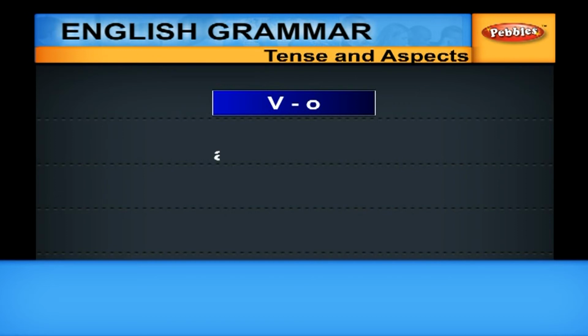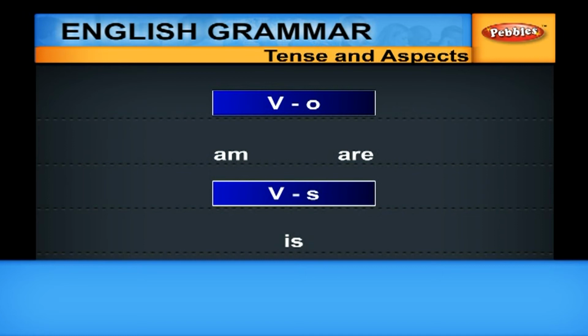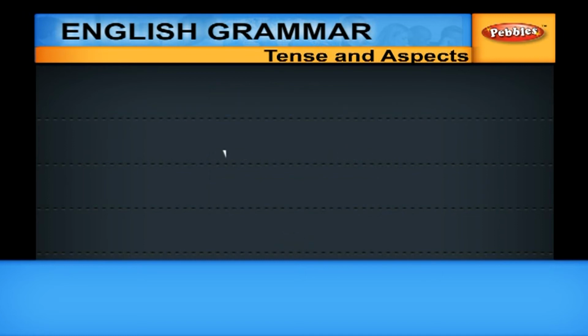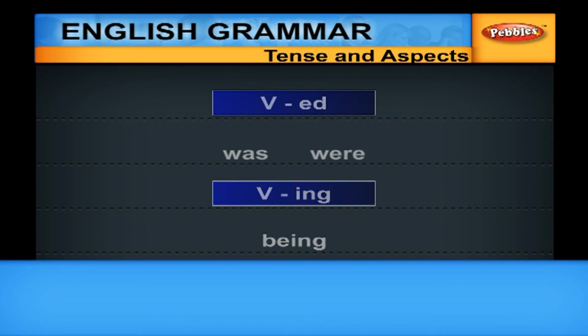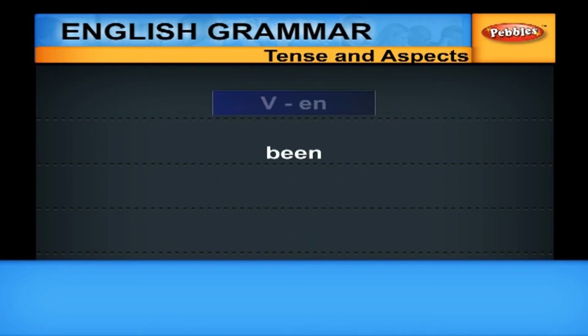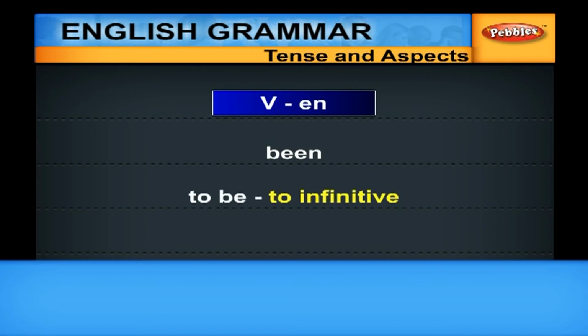When it is am or are, VO, root verb or verb without addition. Is, VS form. Was, were, VED form or past tense. Being, VING, present participle. Been, VEN, past participle. To be, to infinitive. Be, bare infinitive.